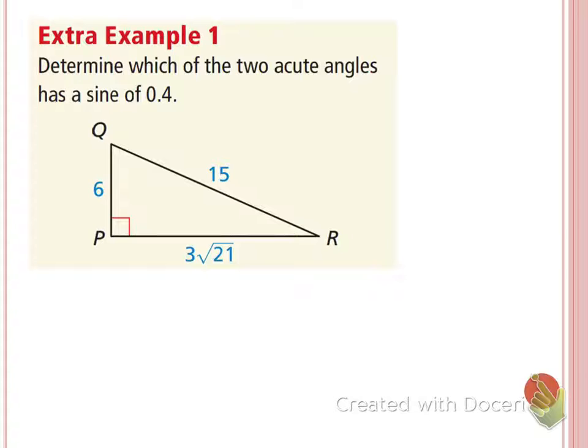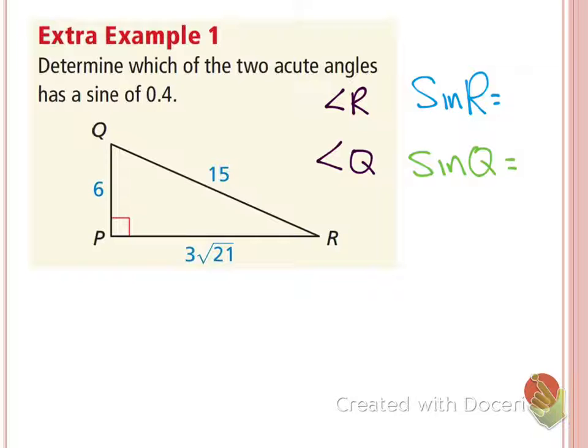The last thing, this is from your last test. Determine which of the two acute angles has a sine of 0.4. So which of these angles are acute? R and Q. So I had a lot of people say angle P. Is that an acute angle? No. You'll never find sine, cosine, or tangent from a right angle. It's just not going to happen. So what you want to do is find sine of each of them and see which one equals 0.4.